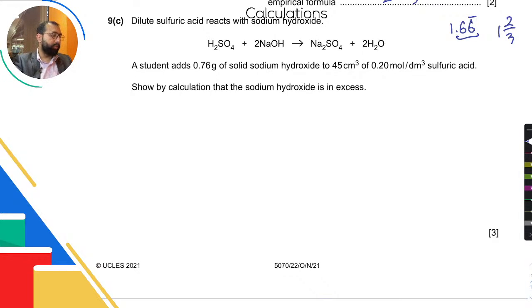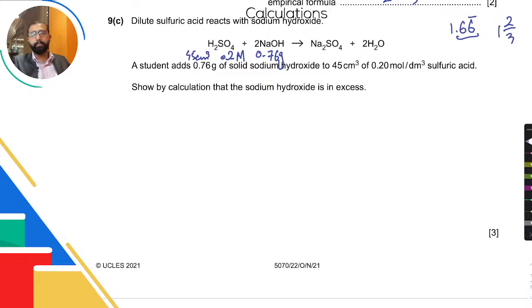Alright, so a student adds 0.76 grams of solid sodium hydroxide. So this is 0.76 grams. Just note that down once you get that information. To 45 cm cube, that's the volume, of 0.2 mole per dm cube. I usually write that as a capital M because that can be written as mole per dm cube. Alright, so this is my data. I'm going to work with this data. Show by calculation that the sodium hydroxide is in excess.